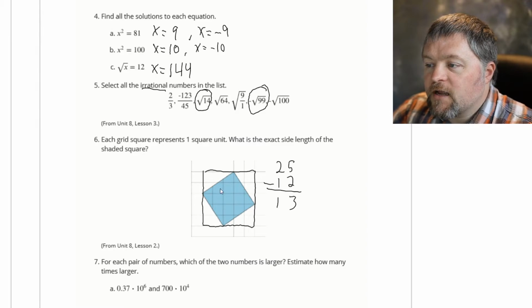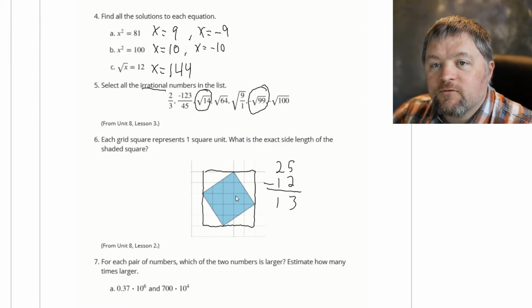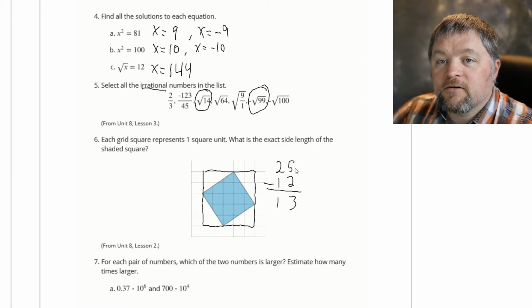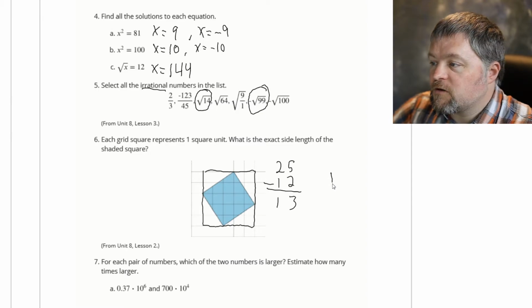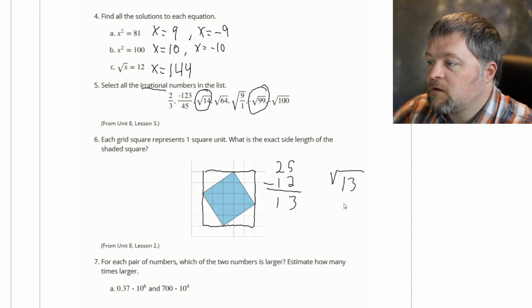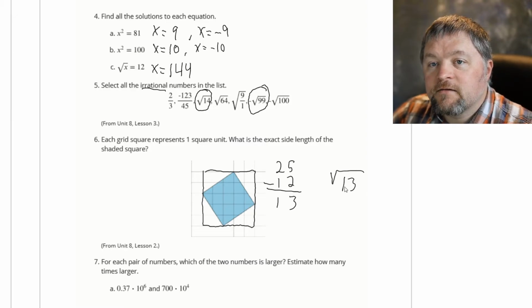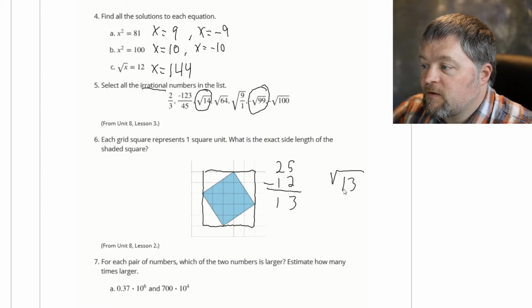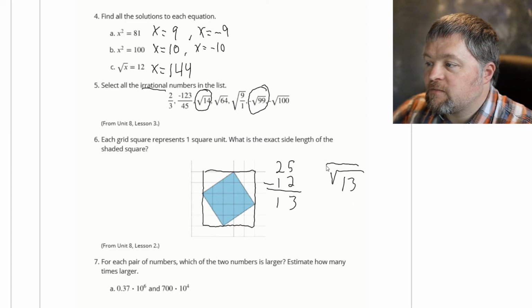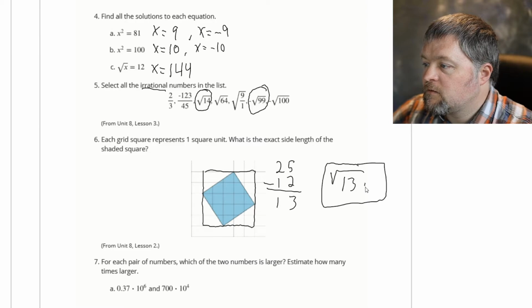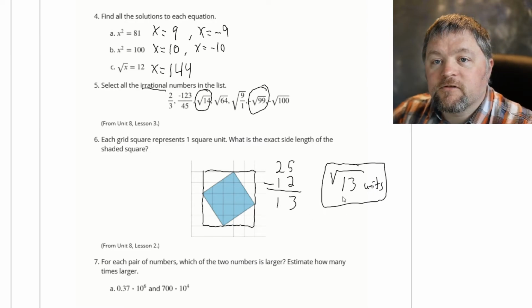If the area of a square is 13, how do we find its side length? Well, if you know the area of a square, to find the side length, you take the square root. So the side length is the square root of 13. Square root of 9 is 3, square root of 16 is 4, so this will not be a rational number, it will be an irrational number. The side length is the square root of 13 units.